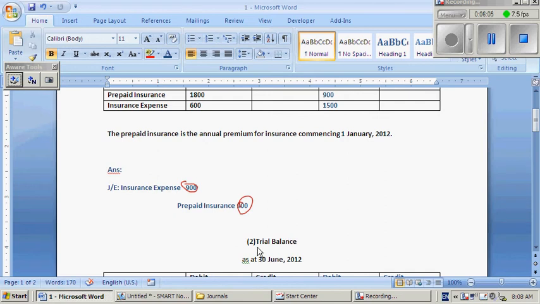And over here another thing, insurance expense, that's an expense, and expense increase, that's why expense debit. But prepaid insurance is an asset, and asset decrease, that's why it's a credit.